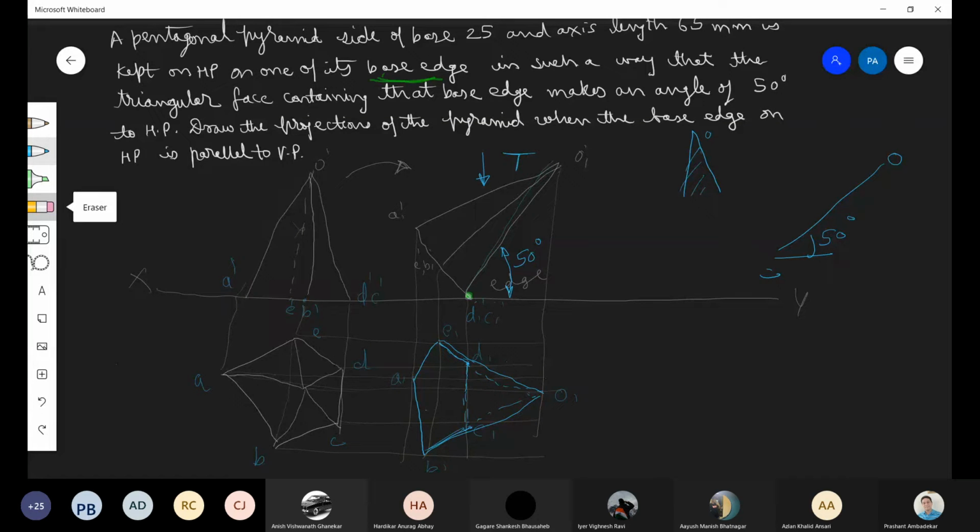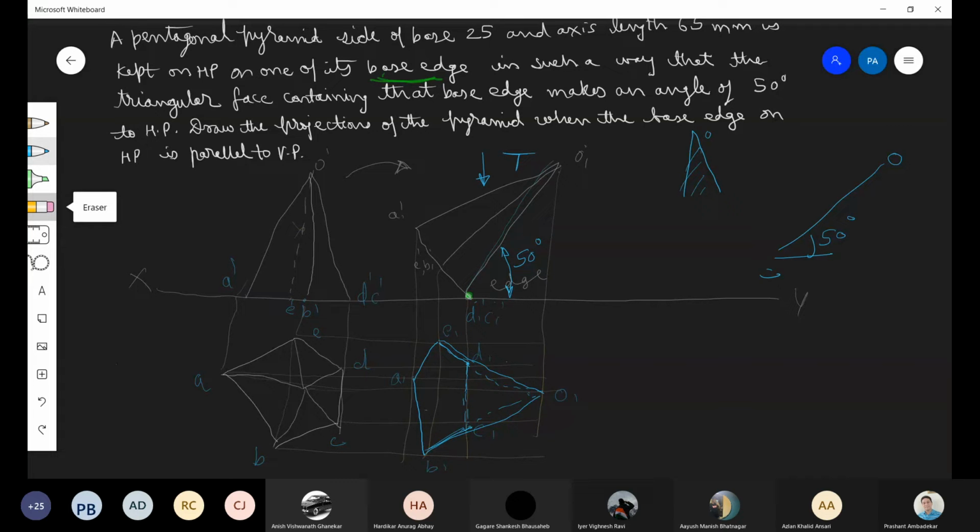All of you pay attention here. Draw the projections of the pyramid when the base edge on HP. Base edge on HP. Which is the base edge on HP? Someone tell me which is the base edge on HP? Sir, DC, na? DC. Okay, DC. Base edge on HP is parallel to VP. What is it? Parallel to VP.